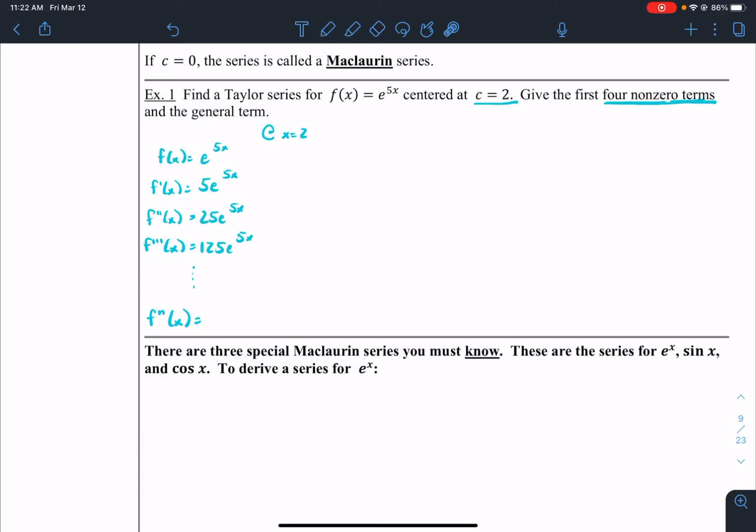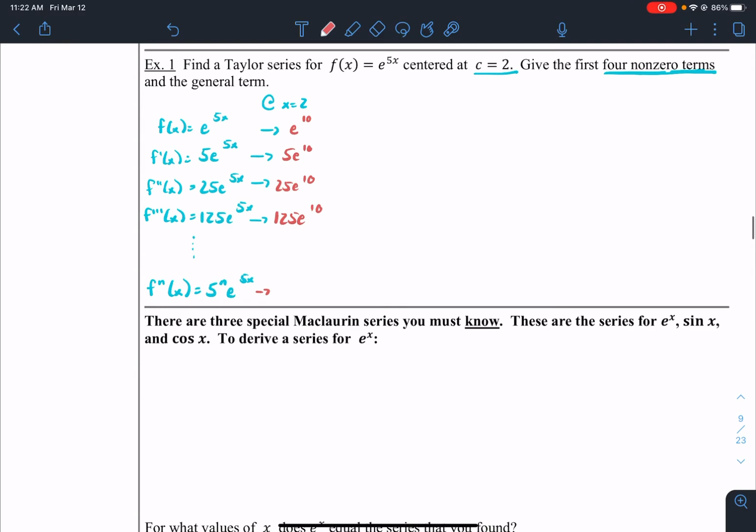So let's look at the pattern of this. We basically had 5 to the 0, then 5 to the 1, 5 squared, 5 cubed. So that follows the derivative. So we're going to say this is 5 to the n, but then the e to the 5x is always there. Now, obviously, we're concerned with the center. So we want to make sure we know that at x equals 2, we're saying this is e to the 10th, and this is 5e to the 10th. This is 25e to the 10th. So at x equals 2, we're going to be looking at 5 to the n e to the 10th instead of e to the 5x.